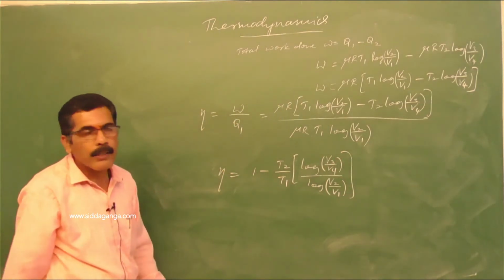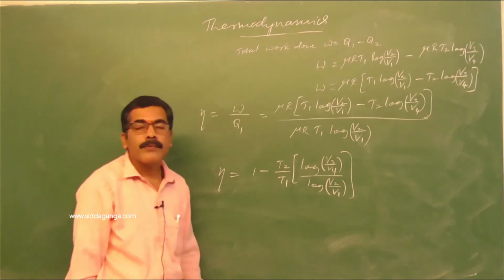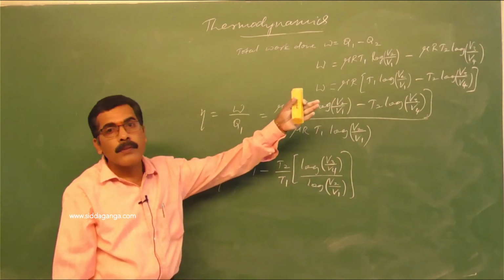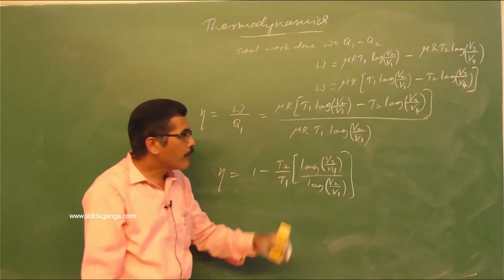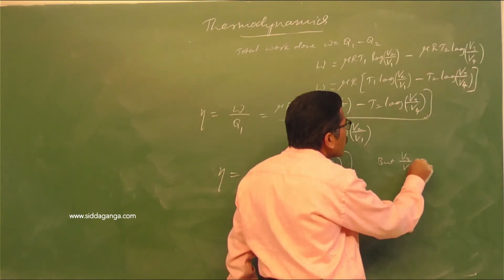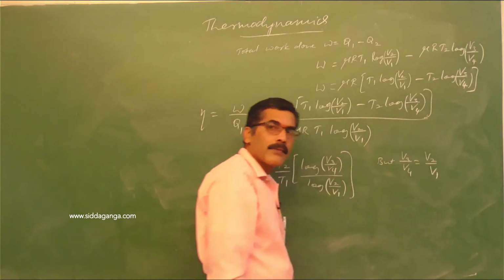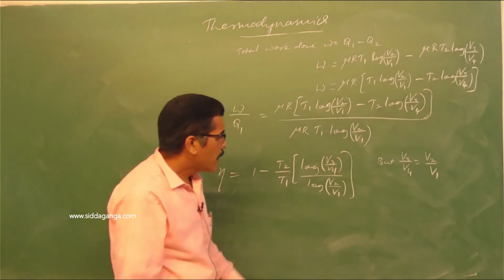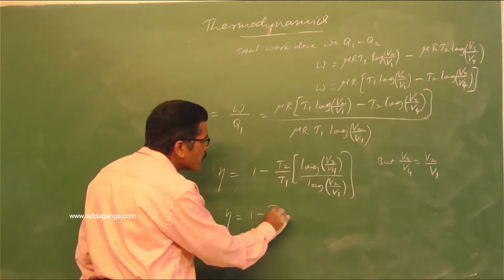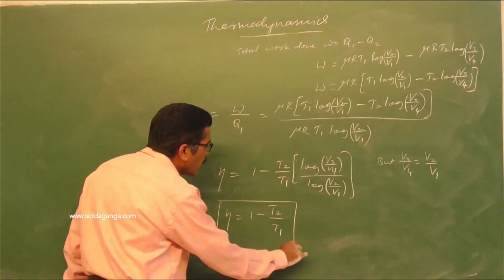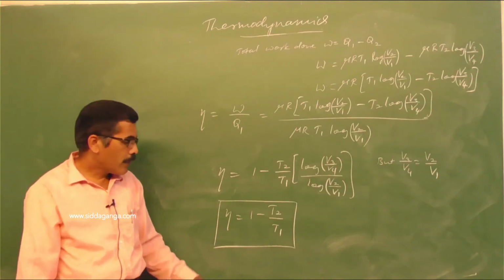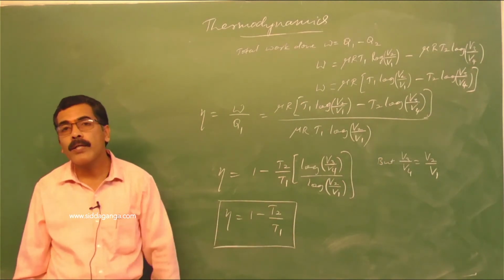Using adiabatic equations, during adiabatic expansion as well as compression, we can prove that V3 by V4 is equal to V2 by V1. We can prove this result. As a result, this ratio becomes equal to 1. Therefore, finally you are going to get 1 minus T2 by T1. This is the expression for the efficiency of the Carnot cycle.